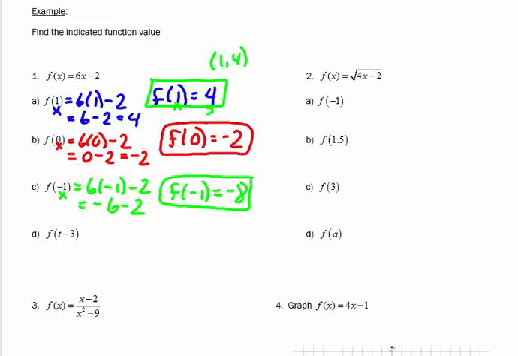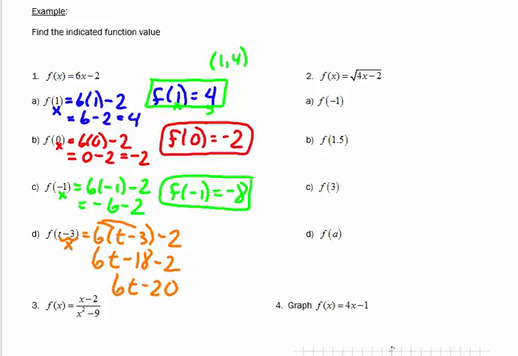Part D says find f of t minus 3. Well, that means this whole t minus 3 is x. So plugging that in, I get 6 parentheses t minus 3, close the parentheses, but I still have minus 2. Distributing in the 6, we get 6t minus 18 minus 2. So we end up with 6t minus 20. So f of t minus 3 is 6t minus 20.